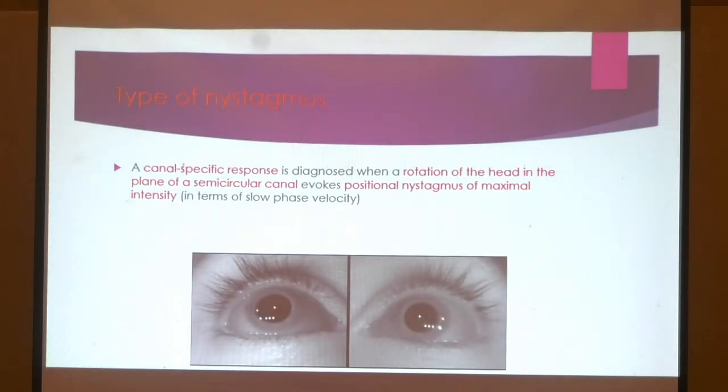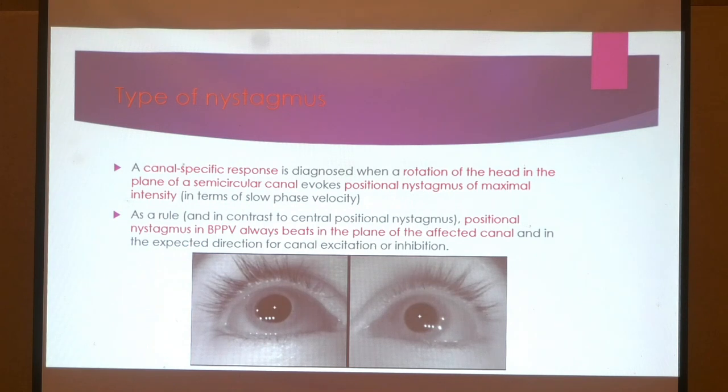So, what is the type of nystagmus that we would want to have in these patients? As I said previously, it is usually a canal-specific response. So, if I'm stimulating a posterior semicircular canal on the left, I should get a nystagmus which is appropriate for the left posterior semicircular canal stimulation. Likewise, for the lateral and the superior, I should be able to define which side, is it the right or the left, right?